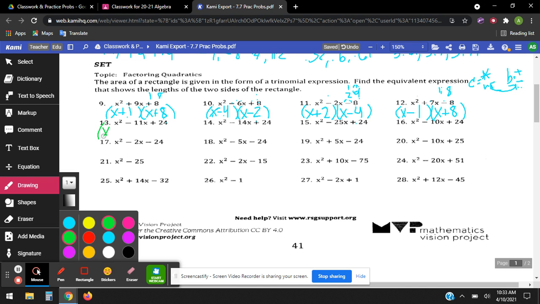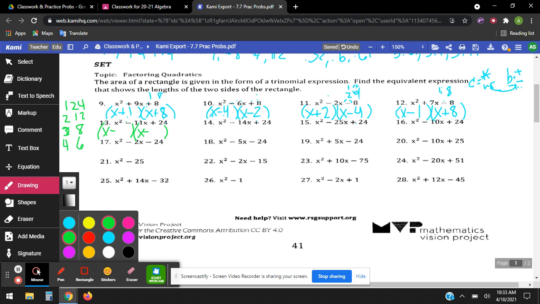Positive, and both of them are negative then. So 2 negatives give me a positive. What factors of 24 add to get 11? Well, we've got 1 and 24. We've got 2 and 12. We've got 3 and 8. We've got 4 and 6.